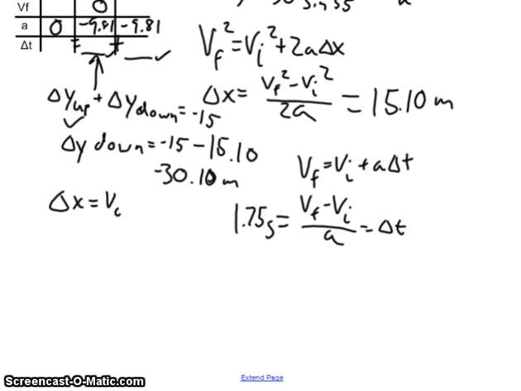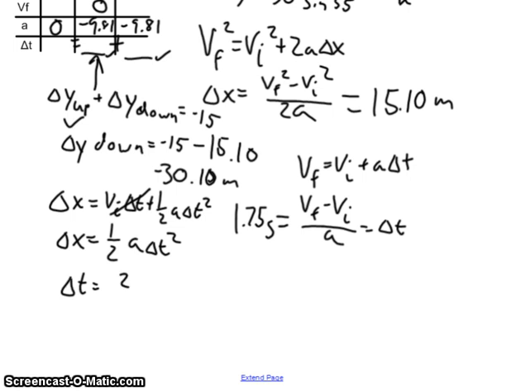Now, if we go over to our y down, we can use the equation delta x is equal to Vi delta t plus 1/2 A delta t squared. Because our Vi is 0, this entire term gets canceled out, because anything times 0 is 0, and adding 0 to anything does nothing. So we end up with delta x is equal to 1/2 A delta t squared. When we rearrange this to solve for delta t, we end up with delta t is equal to the square root of 2 delta x divided by A.